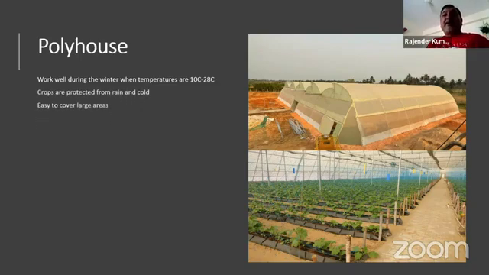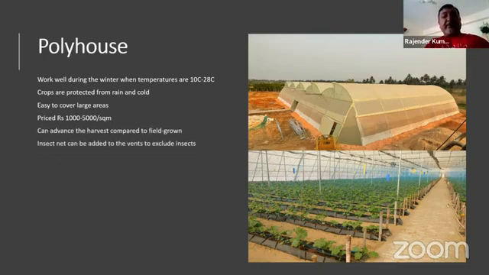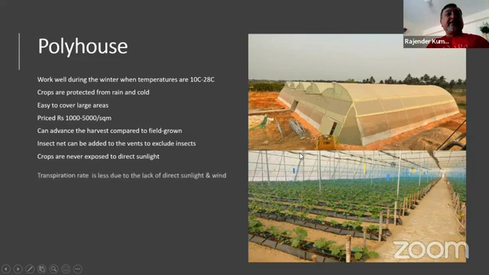So crops are protected from rain, hail, and cold. And for installation, you need skilled labor here. And the price may vary from 1,000 to 5,000 rupees per square meter, depending again on how much area you are building. So here also you can advance your harvest season, and you can add additional screens inside, just like the shading screen, illumination, or even blackout to grow different crops.